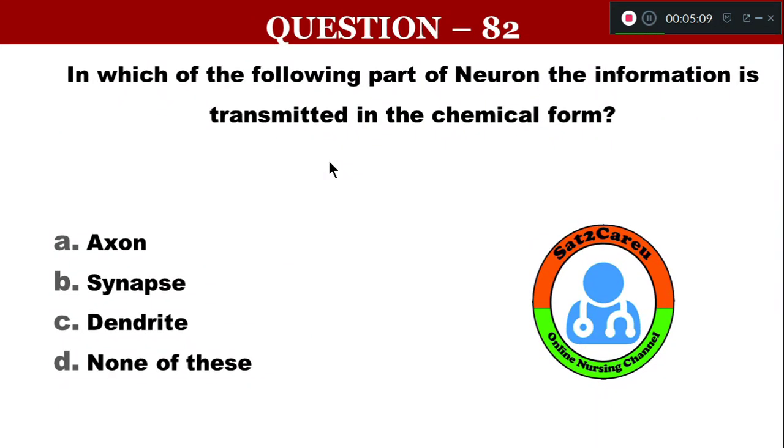Question number 82. In which of the following parts of a neuron is the information transmitted in chemical form? Option A axon, B synapse, option C dendrite, D none of these. The information transfer from one neuron to another neuron happens in the space between the two neurons called the synapse, or synaptic cleft.